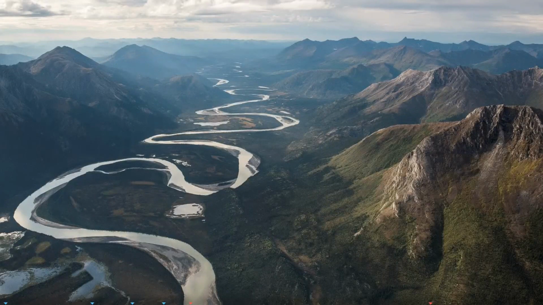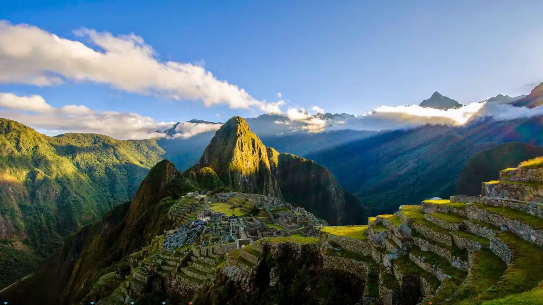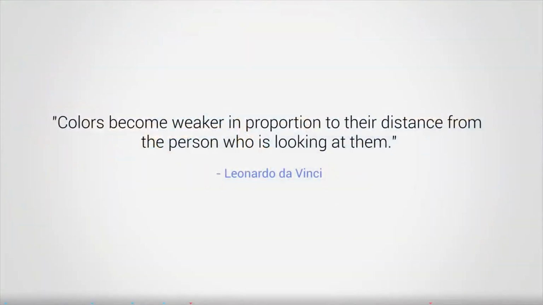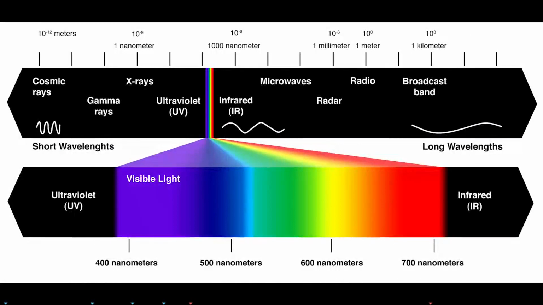Even though he wasn't the first to use it, Leonardo da Vinci was the first to actually use the term and write it down. And he was essentially saying that, quote, colors become weaker in proportion to their distance from the person who is looking at them. Now, it was only later that we discovered the relationship between different wavelengths and color, and how colors are associated to different wavelengths.